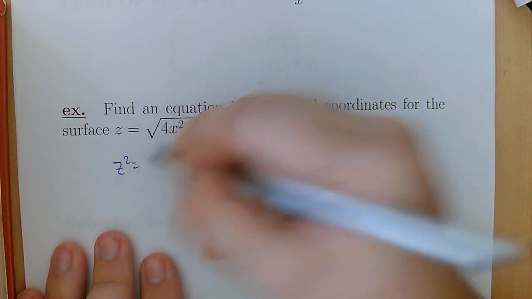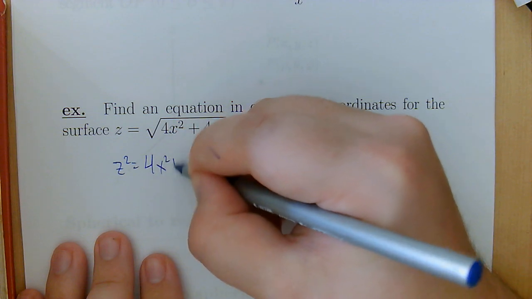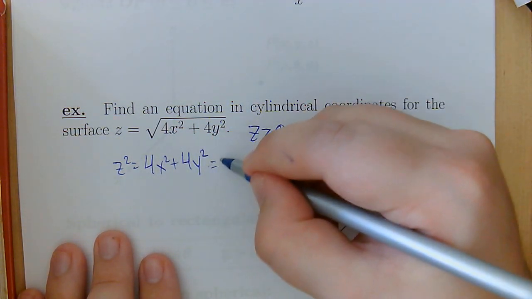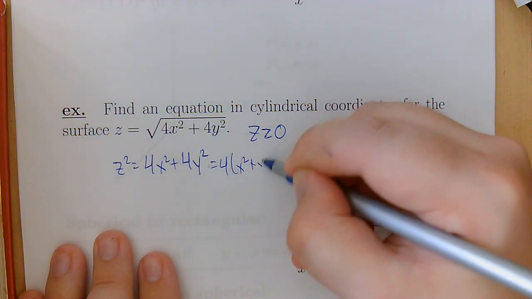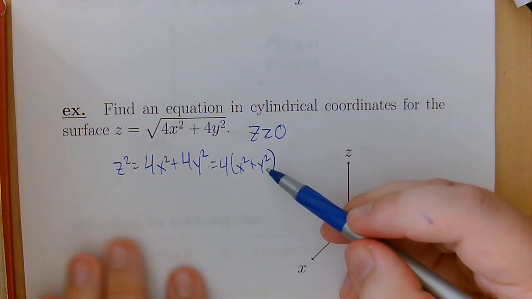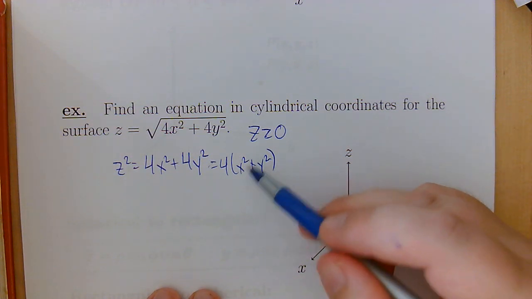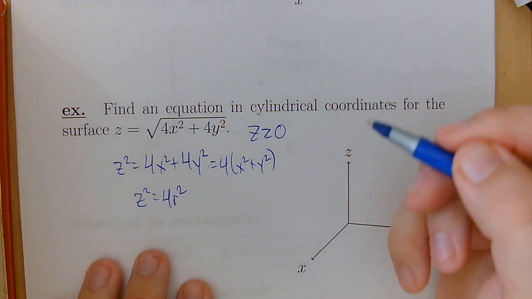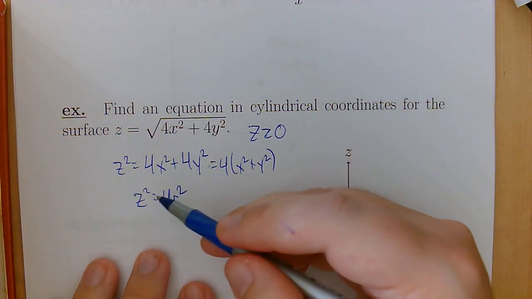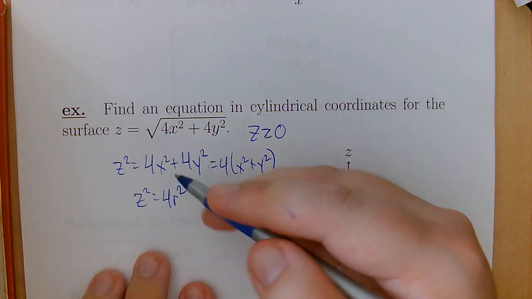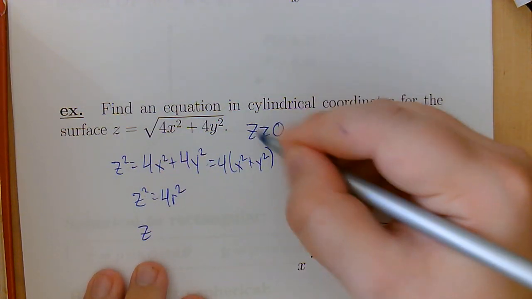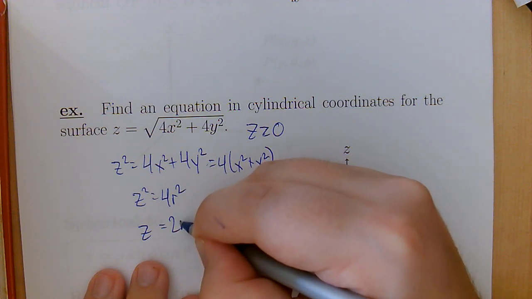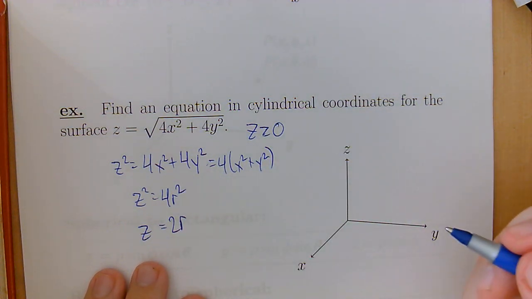So we have z squared is 4x squared plus 4y squared. Well, what we can do is, upon factoring the 4 out of this, we see that x squared plus y squared is our familiar friend here. This will turn into 4r squared. And then finally, if we take the square root of everything, and it's going to be the positive square root because we need a positive or 0 z, we end up with z is 2 times r.